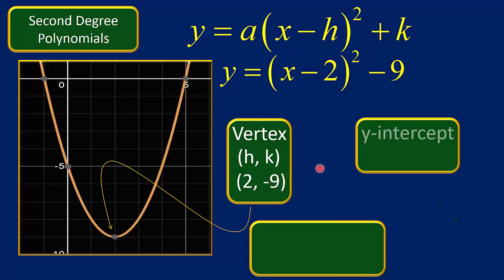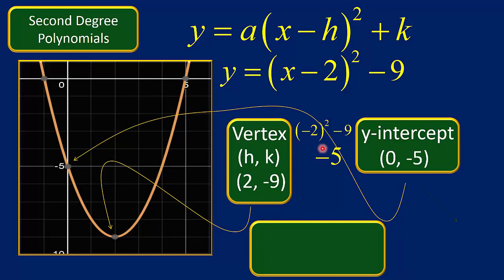Now, also, we're interested in the y-intercept. The y-intercept is what we find by letting x be 0. Because when we talk about the y-intercept, we're talking about where this graph crosses the y-axis. Well, that happens whenever x is 0. So we put a 0 where the x is, and we just do the arithmetic here. -2 squared is 4. 4 minus 9 is -5. So that is our y-intercept, right there where it crosses the y-axis.